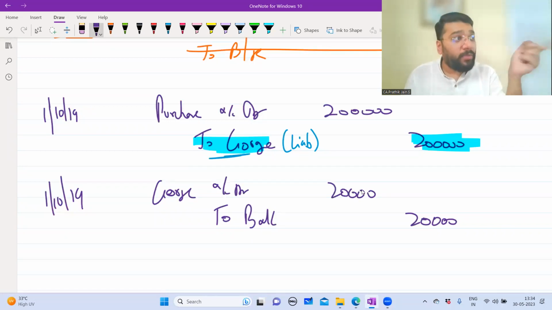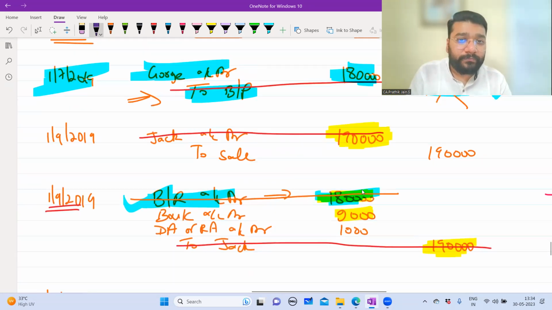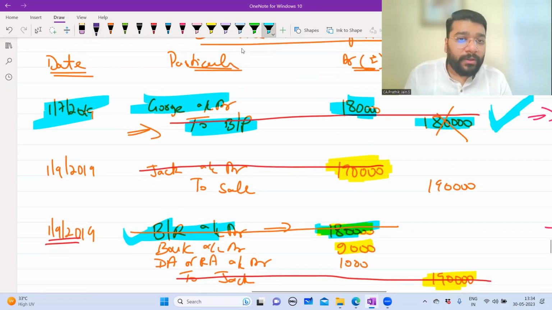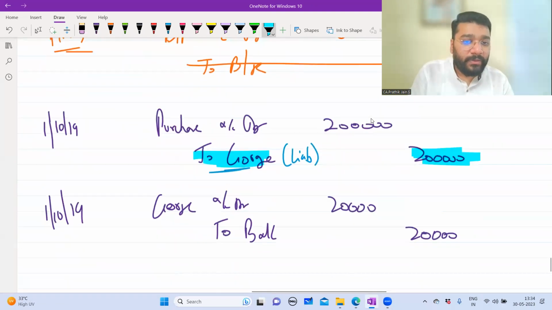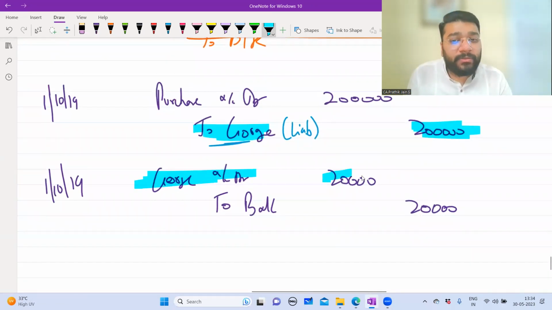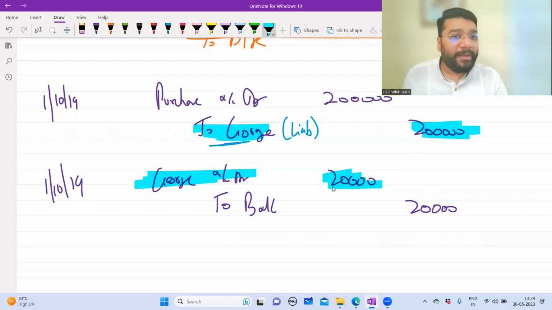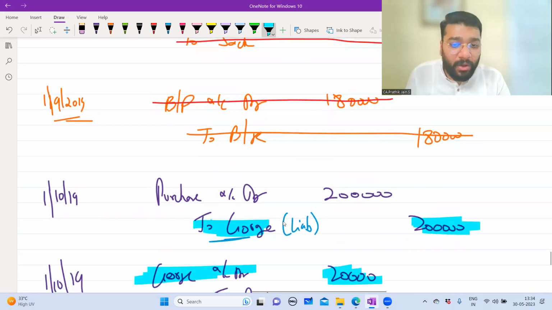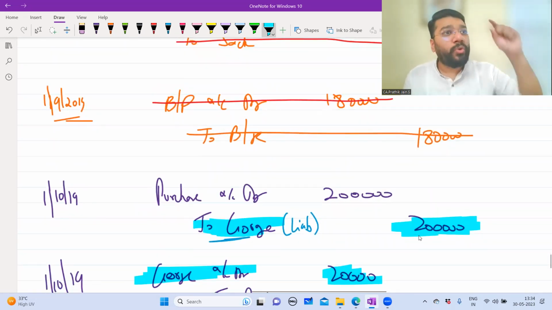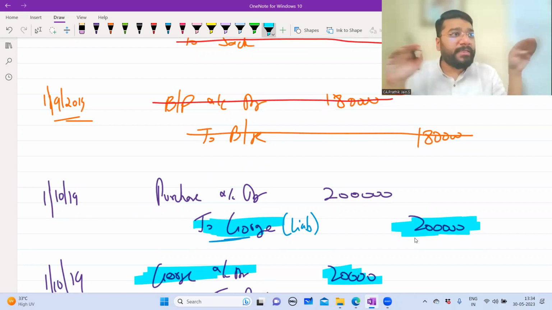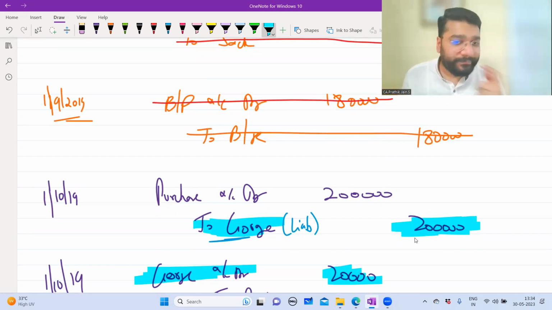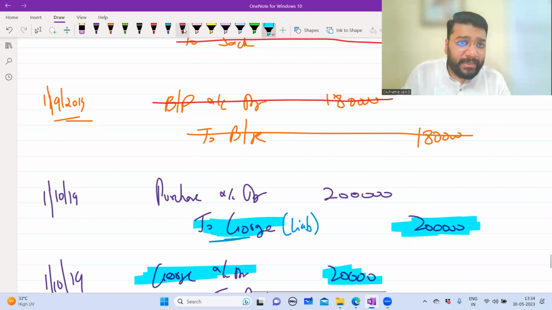Now let's see if Gorgi account is closed or not closed. Gorgi account debit how much? 180. Gorgi account debit 20,000. Totally how much? 2 lakh. And here Gorgi amount credit how much? 2 lakh. So total debit 2 lakh, total credit 2 lakh. Ledger is knocked off, closed. So can I say Gorgi's ledger is also closed now?